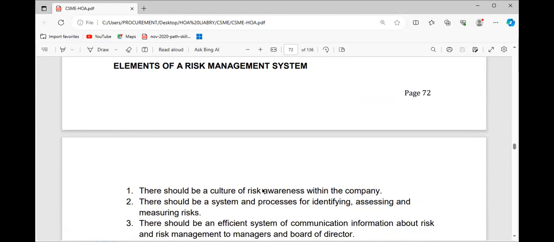So the first one is that there should be a culture of risk awareness. Let every stakeholder, every staff, every customer, everyone involved, management, be aware of the risk they are exposed to. There should be a system and process for identifying, assessing, and measuring risk.